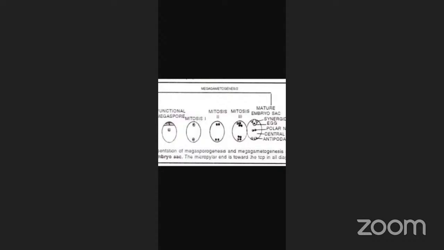So here, Maheshwari recognized the 7 principal types of tetrasporic embryo sacs, namely Adoxa, Peperomia, Penaea, Drusa, Fritillaria, Plumbagella, and Plumbago.